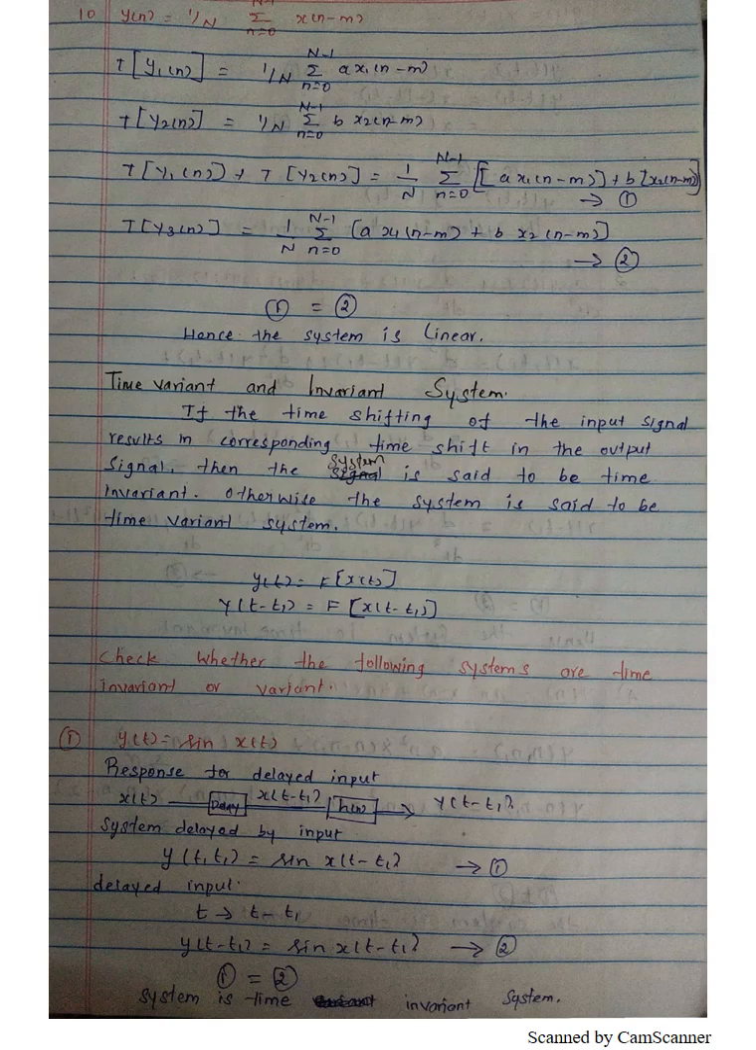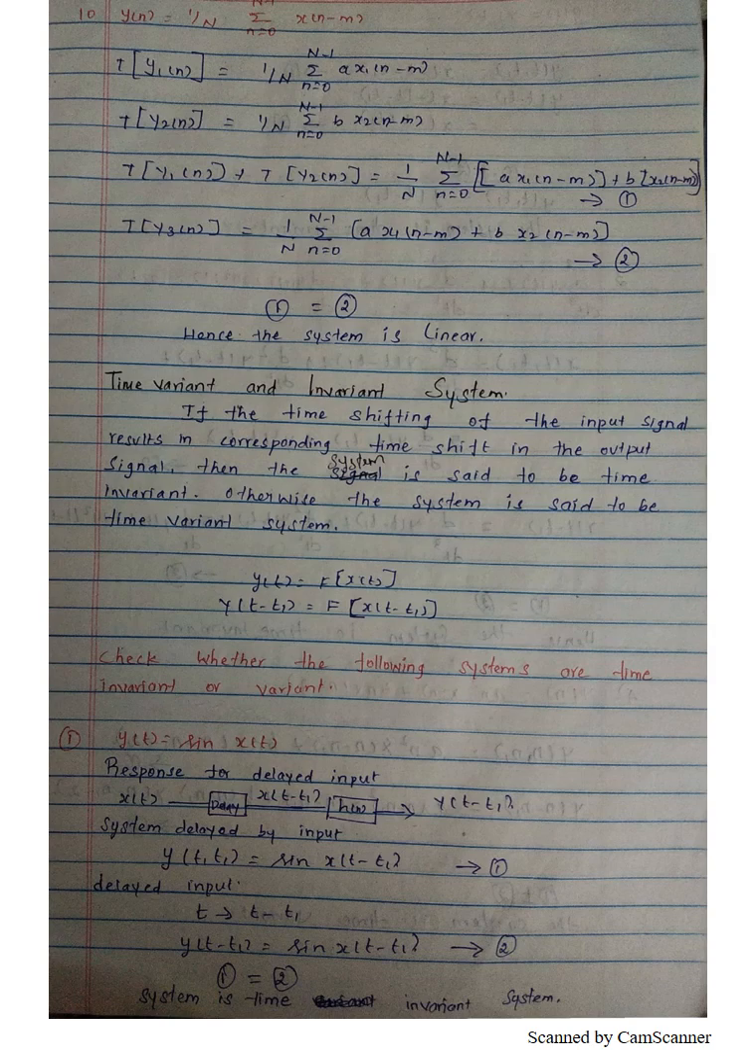Next, another classification: time variant and time invariant system. If a time shift of the input signal results in a corresponding time shift in the output signal, then the system is said to be a time invariant system. Otherwise, the system is a time variant system. Once again, if a time shift of the input signal results in a corresponding time shift in the output signal, the system is time invariant. Otherwise, it is called a time variant system.